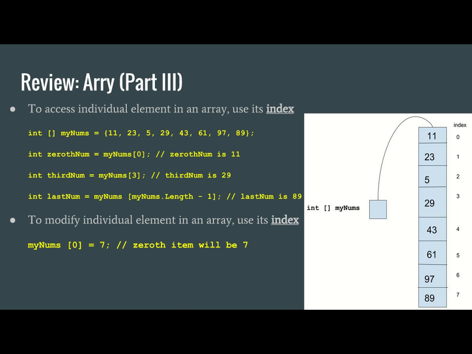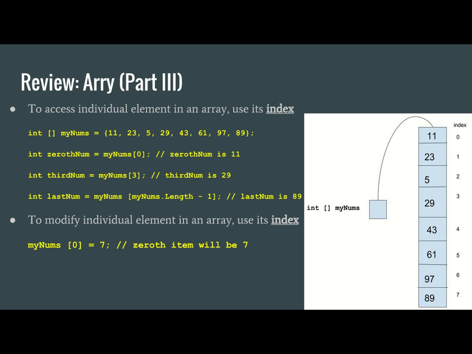In order to access items, we use the index. So for instance, if you want to access the 0th item of this array, we say my_nums[0], and this expression will return the 0th item in this array, which is 11, and we assign it to a variable, int i0.